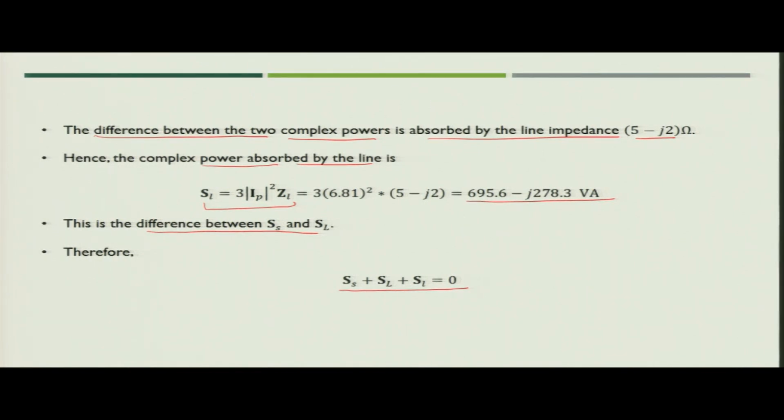So, with this we can close our today's session. In this session we discussed the last combination, that is the delta star combination for the 3 phase circuit, and also discussed balanced 3 phase power. In the next session we will discuss the unbalanced 3 phase system and the calculation of power for the unbalanced 3 phase system.